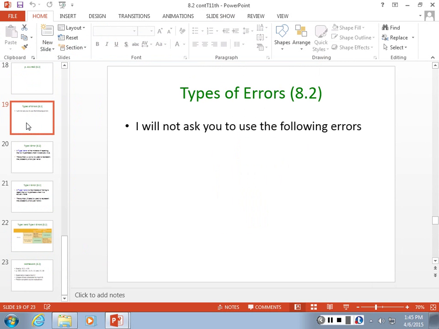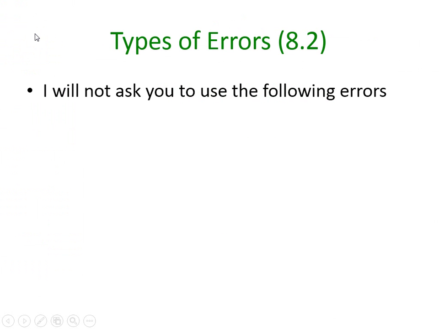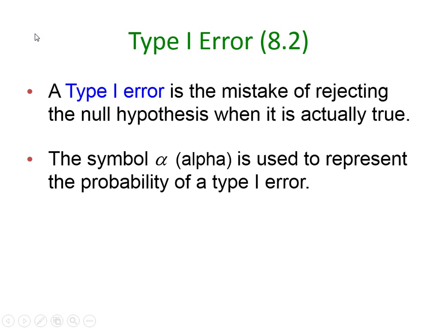Okay, the types of errors. This is what we ran out of time on last time. I will not ask you to do the types of errors, but I do want to mention those to you. First of all, a type 1 error. Oh, and I also need to talk to you about your grades.